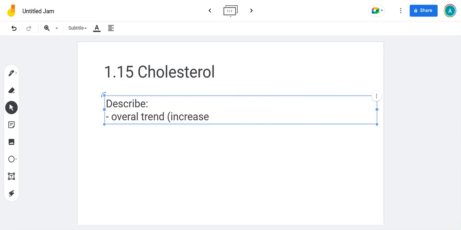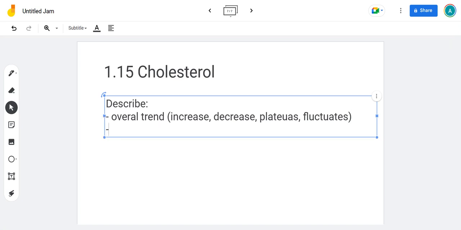Okay, so let's write down some of the words that you would be using. You're going to talk about increase, decrease, plateau, that's when it goes flat, fluctuates, when it goes up and down. Okay, so an overall trend, first of all.